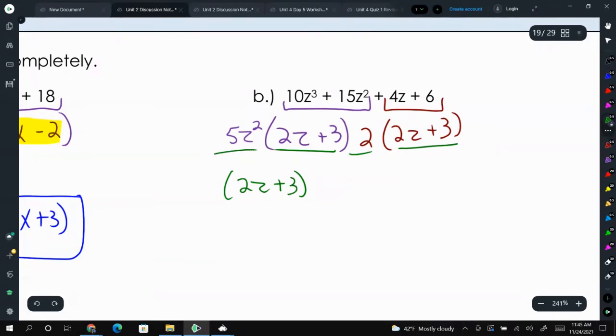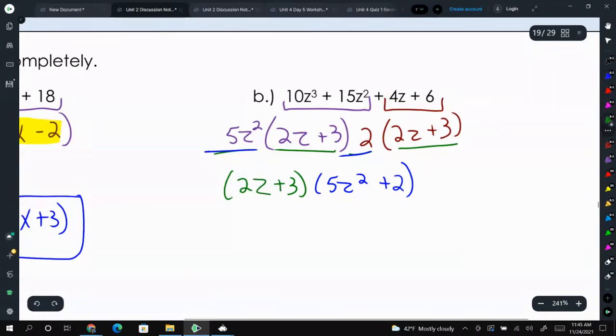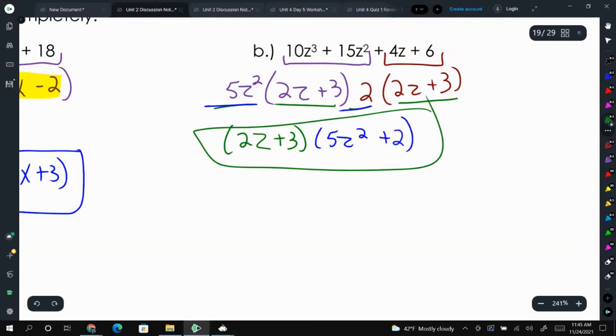And then our leftovers, 5z squared plus 2. And now I ask myself, can I factor any of these? And the answer is no, we cannot factor any of these remaining or resulting factors. So we are done.